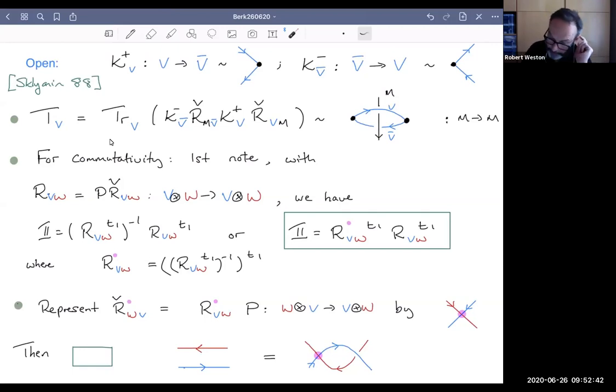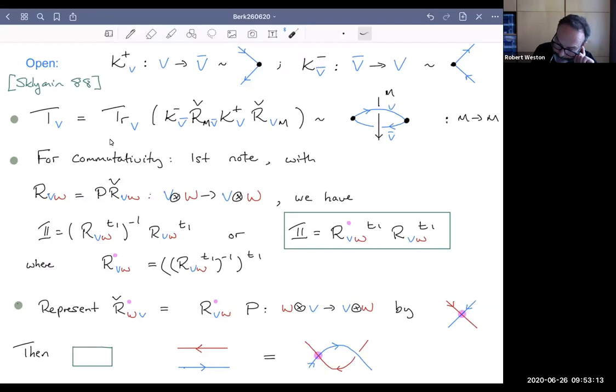And so Sklyanin introduced this in order to get an object that was comparable with the transfer matrix that defined a quantum integrable system. So we wanted the transfer matrices to commute. And so the idea here is the following. So for commutativity of TV and TW, where TW is some other vector space that replaces this blue space here, I'm going to consider note the following.